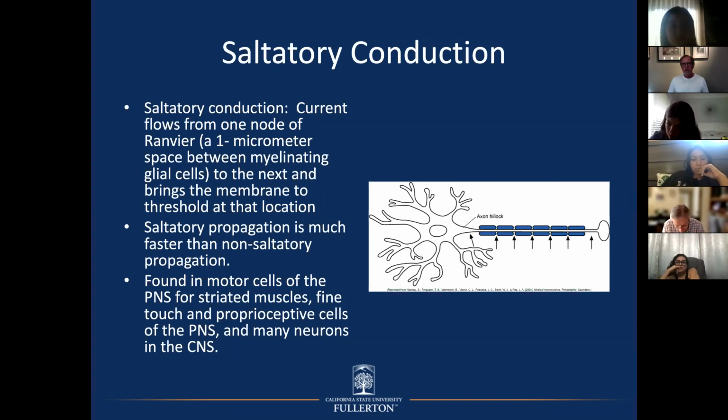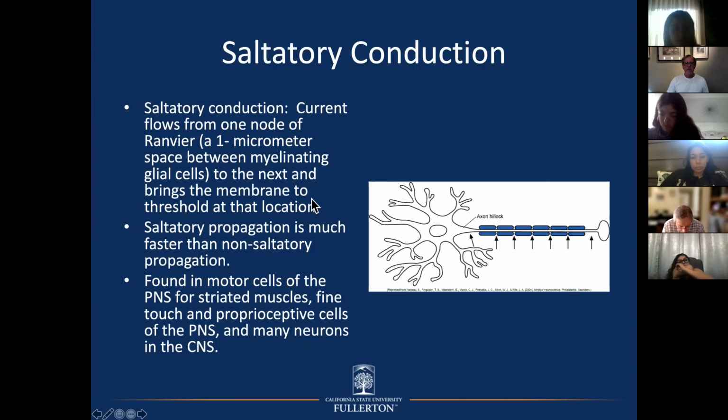Okay, now, what we're going to talk about now is saltatory conduction. And saltatory conduction is what happens in myelinated fibers that allow the action potential to move down faster. And this shows the picture of myelinated fibers, and it defines saltatory conduction. These things are called nodes of Ranvier, the little sections between the myelin. They're very narrow, but they're little spaces.